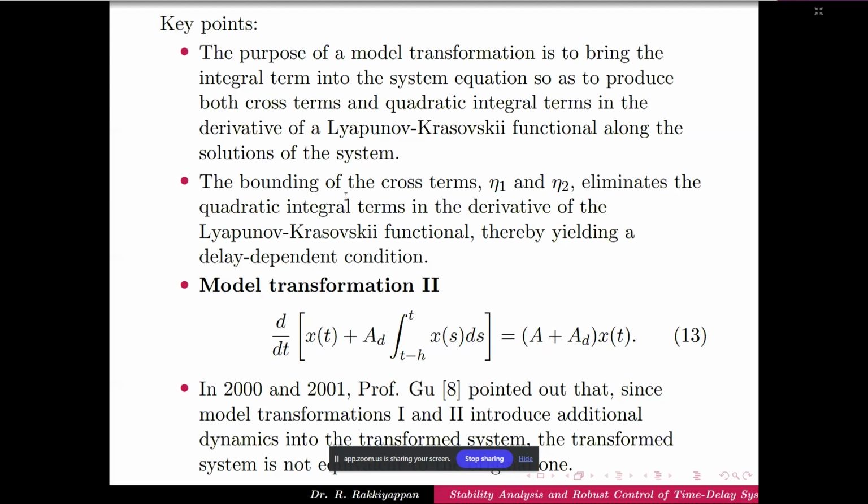So this is the main advantage of using model transformation number 1. The next one, model transformation number 2, is nothing but the equation of the form given in equation number 13. Professor Gu wrote an interesting book on the stability analysis of time delay systems.